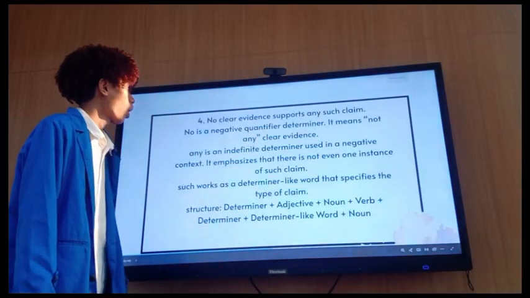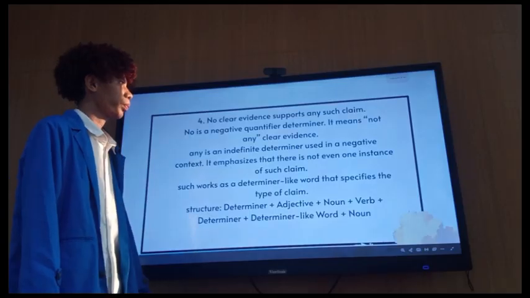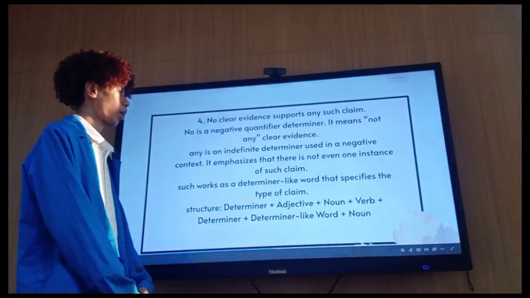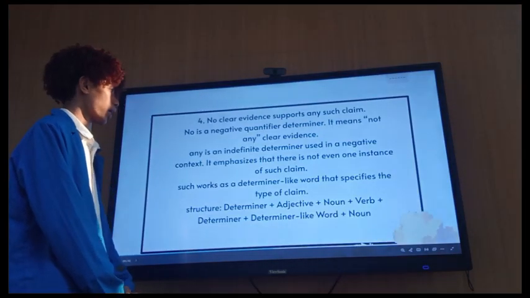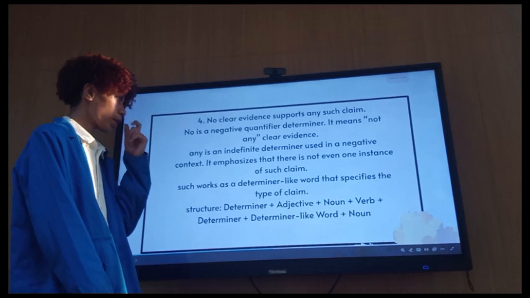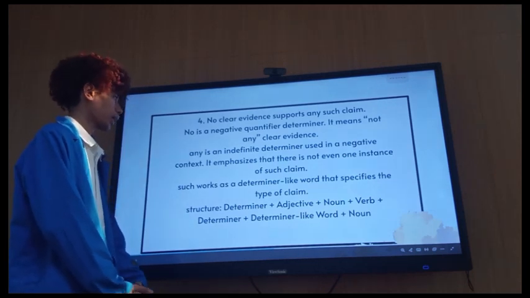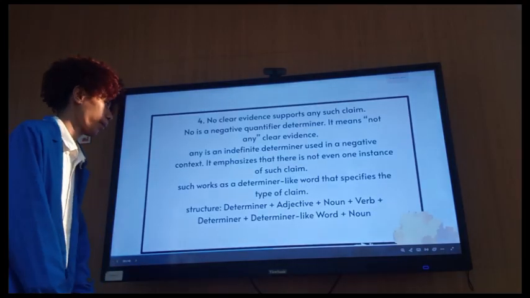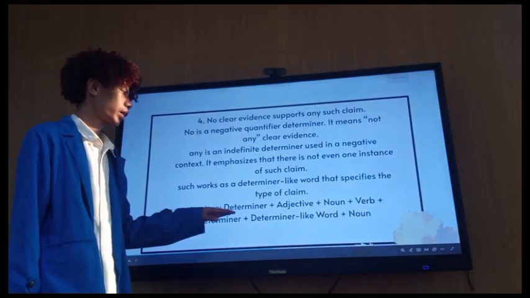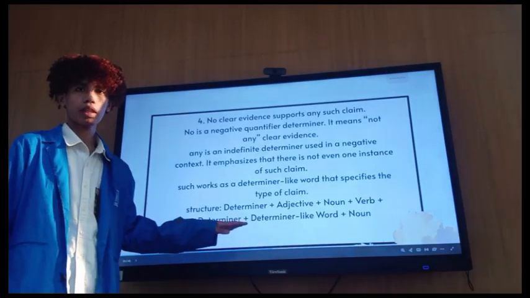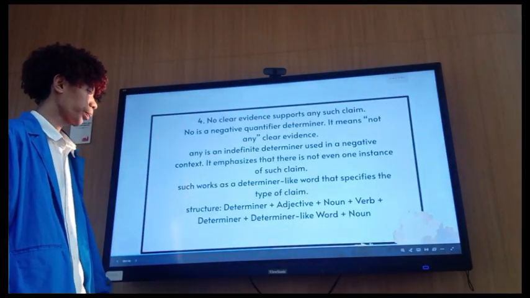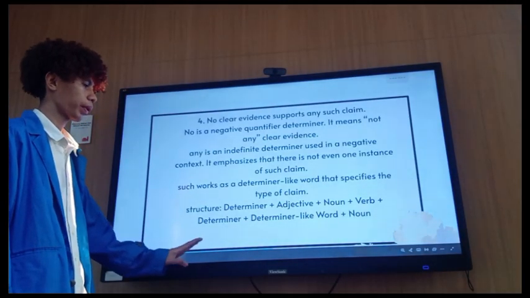Example number 4. Not any clear evidence supports any such claim. Any is a negative quantifier determiner. It means not any clear evidence, and is an indefinite determiner used in a negative context. It emphasizes that there is not even one instance of such a claim. Such is a determiner-like word that specifies the type of claim. Structure: determiner plus adjective plus noun plus verb plus determiner plus determiner-like word plus noun.